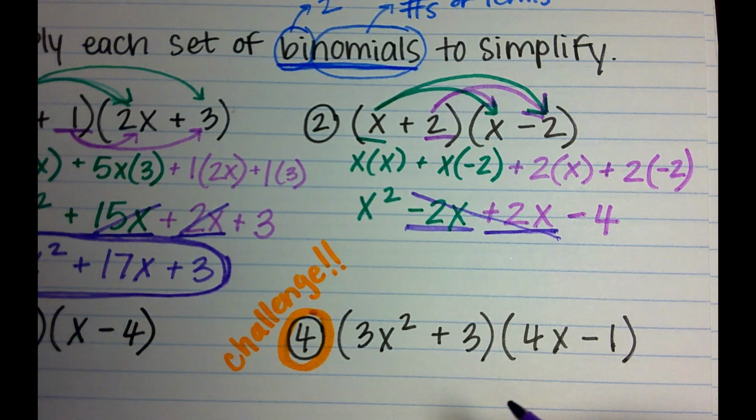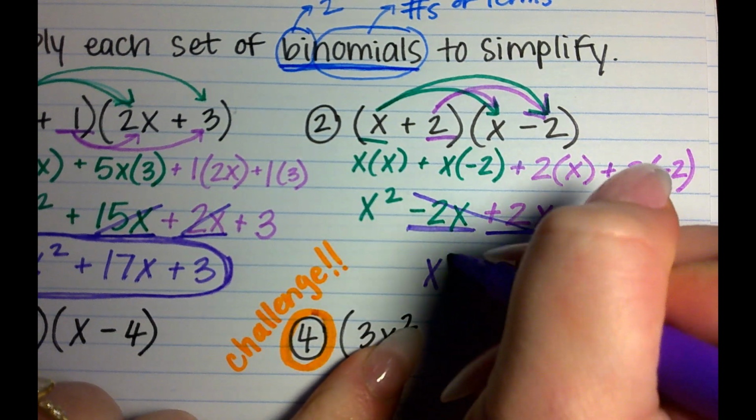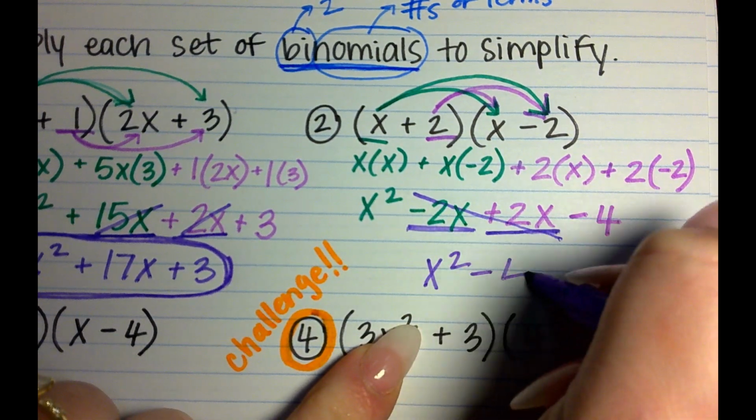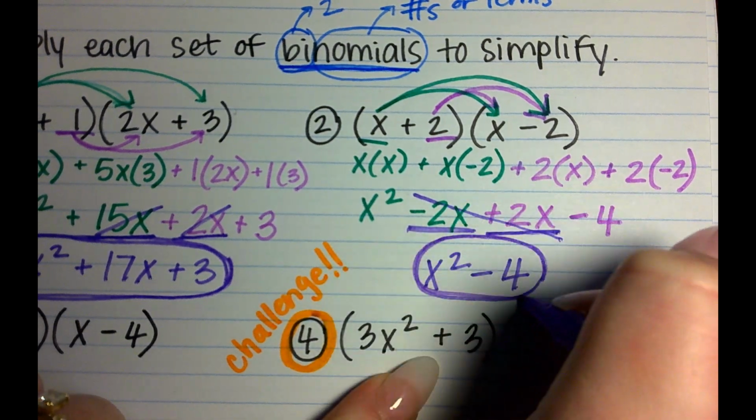2 minus 2 is 0. 0x, 0 disappears. We're gone. We have now x squared minus 4. Perfect. Good job, Amanda. That's perfect.